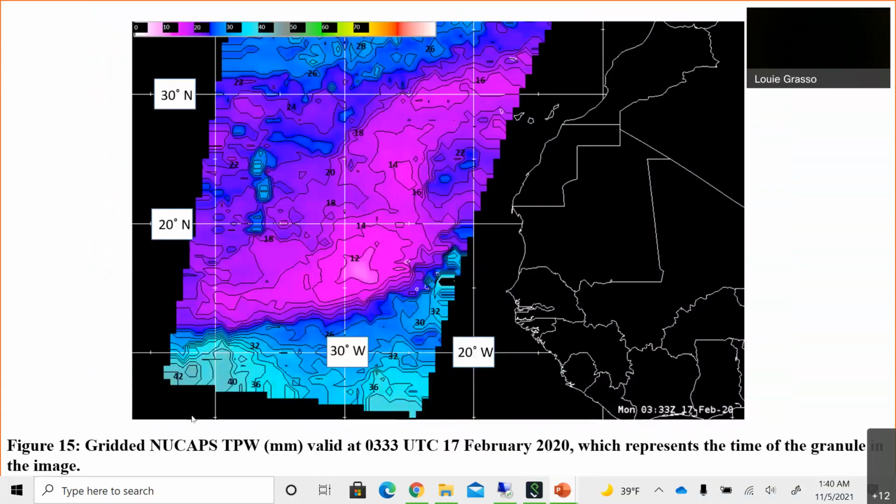So here now is NUCAPS. This is TPW derived from the NUCAPS system, and it's the same scenario where we have lower TPWs here of 12 to 14 millimeters, and values increase considerably going to the south to about 36 millimeters in the eastern Atlantic.